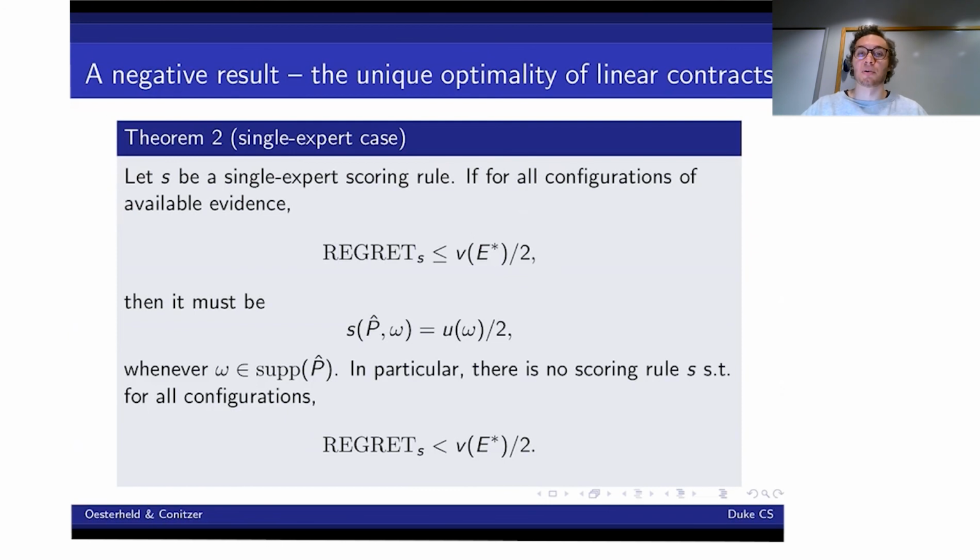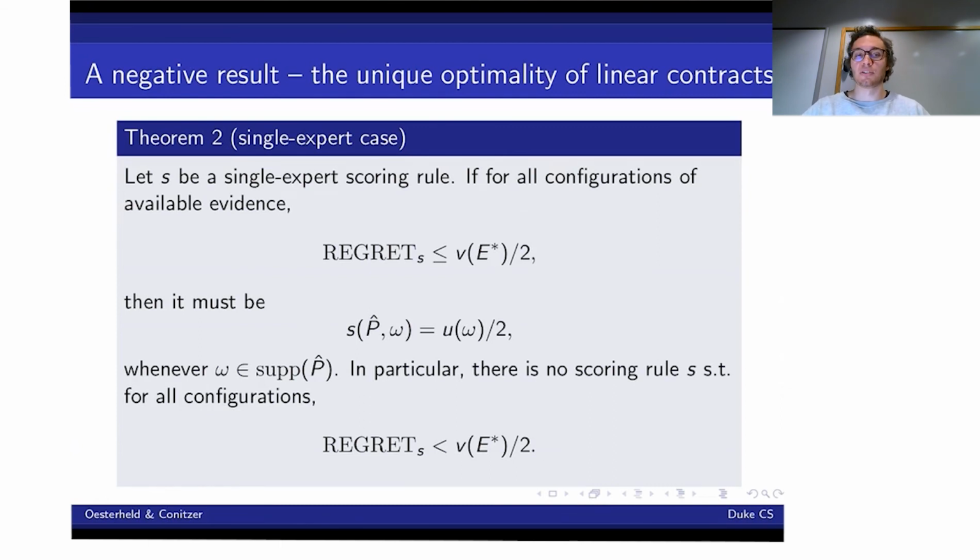Then this scoring rule, to achieve this regret bound, has to be the linear scoring rule that just gives the expert half of the utility obtained. And there's one small caveat to this. It can do something slightly more complicated. So this scoring rule throws away the prediction, and this theorem says that you kind of have to do so because you use a linear scoring rule.